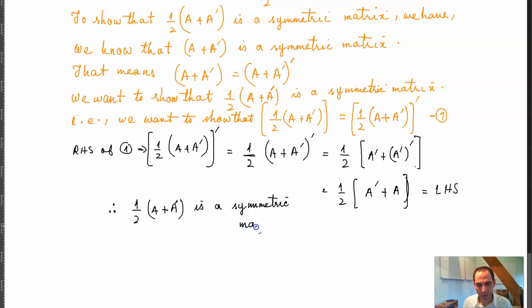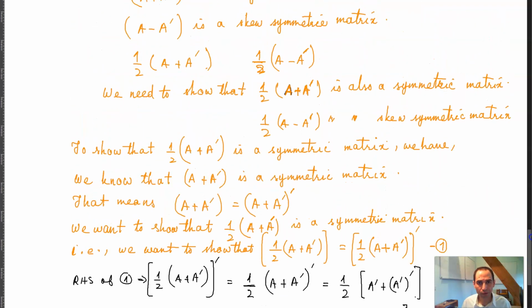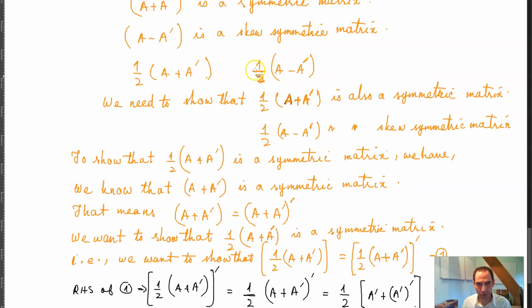Now what we need to show is that also 1/2 of A minus A prime is a skew symmetric matrix. So we already showed this one. Now we need to show that 1/2 of A minus A prime is a skew symmetric matrix.